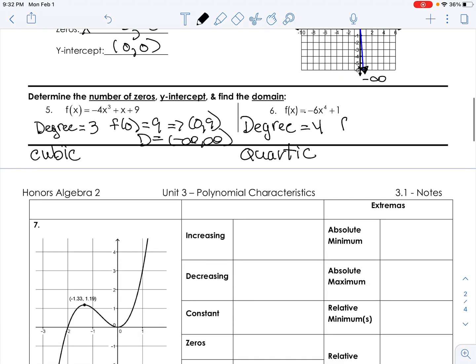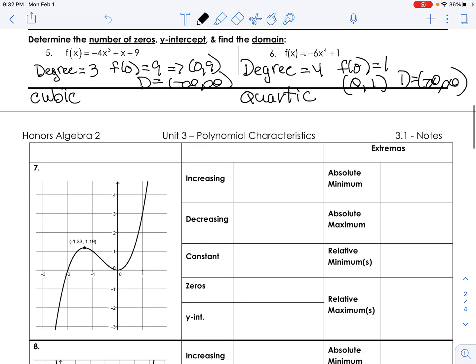The y-intercept is f of 0, and when we plug that in, we get 1. So 0, 1, and our domain, negative infinity to positive infinity.